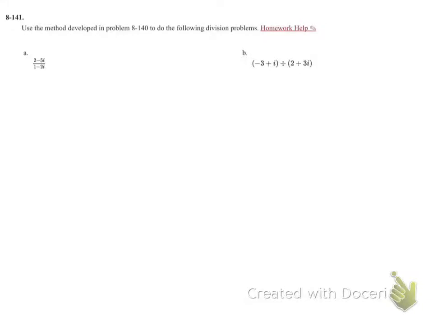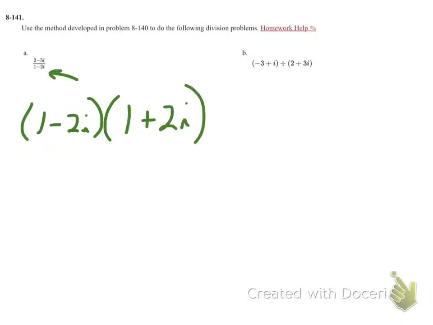8-41, we're actually taking a look back at the previous problem, 8-40, and trying to use some of the ideas there. So 8-40 talked about something called a conjugate. So what I need to do is when I look at the denominator of 1 minus 2i, I want to multiply that by its conjugate, which is 1 plus 2i. Notice this is kind of like a difference of squares. And it's going to have some similar properties for why we use difference of squares as well.